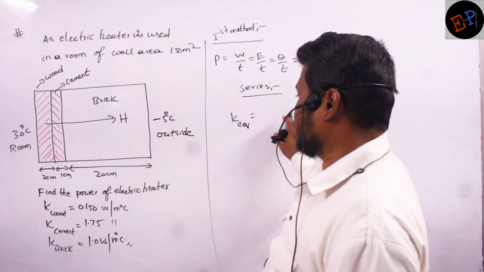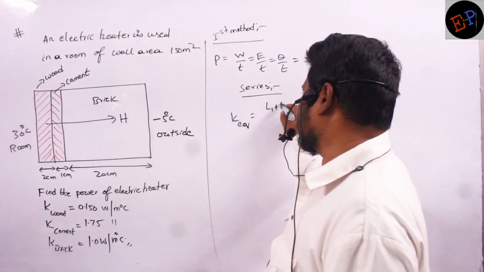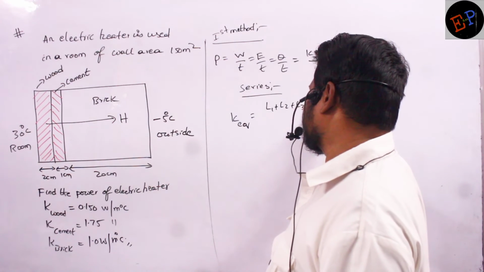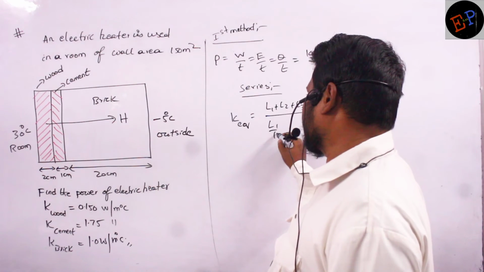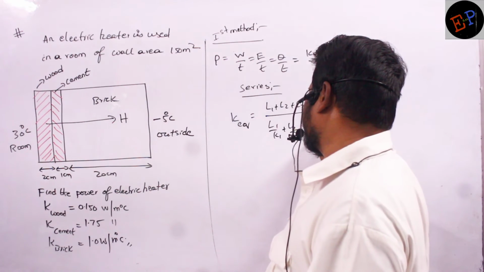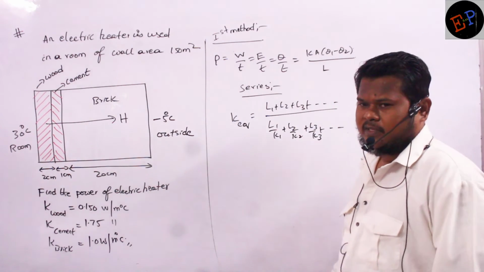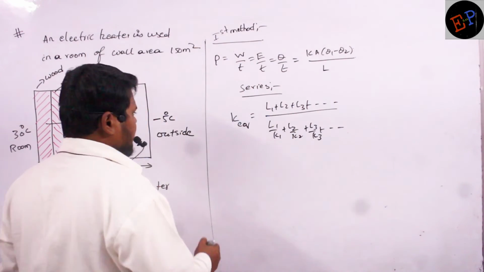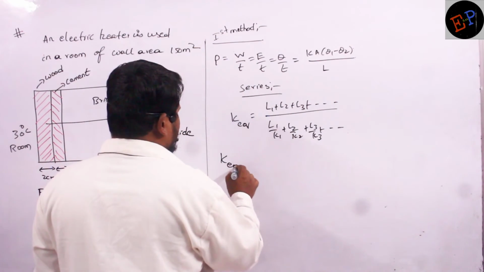Because this is a series combination, do you remember the formula of K equivalent? First, let us write the total formula: L1 plus L2 plus L3 and so on, divided by L1 by K1 plus L2 by K2 plus L3 by K3, and it goes on like this. This is the formula we have studied, no? So how many layers are there? Three layers are there. So add all of them.